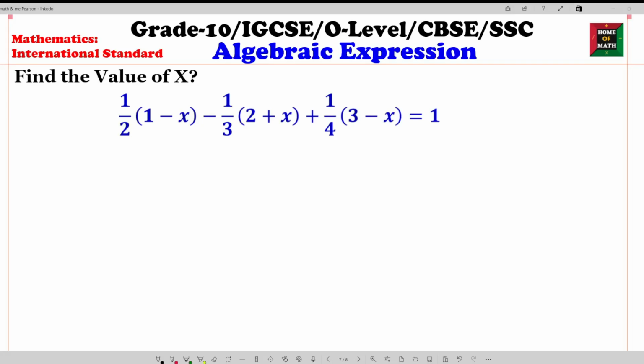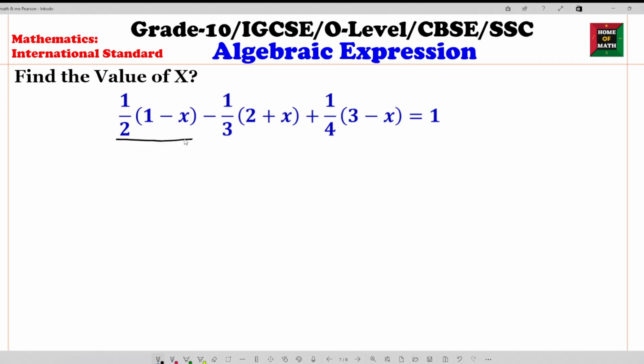In this video we are going to find out the value of x in this expression, and this video is very important for international mathematics and any kind of competitive examination. Let's start. This algebraic expression has three fractions.